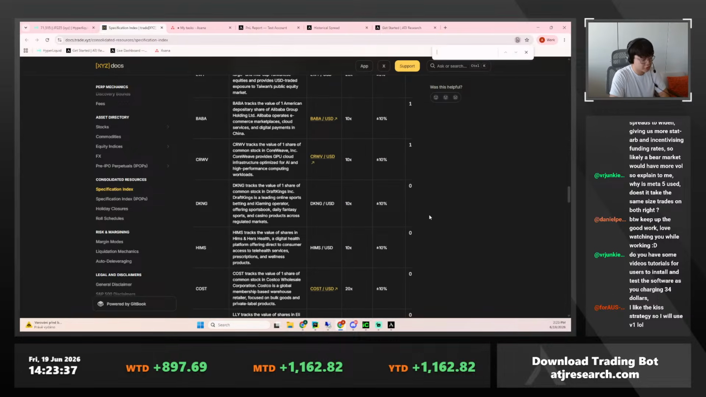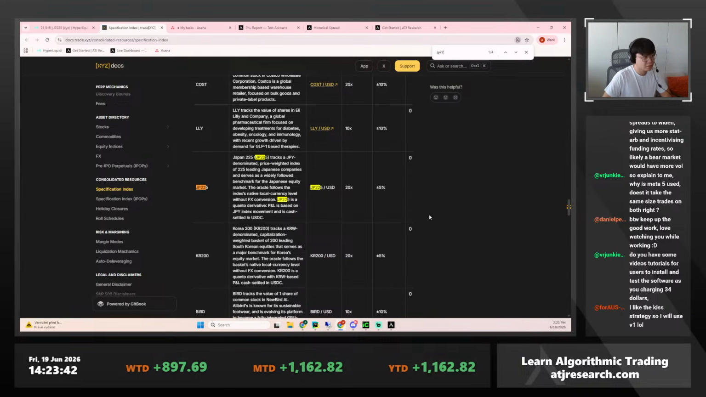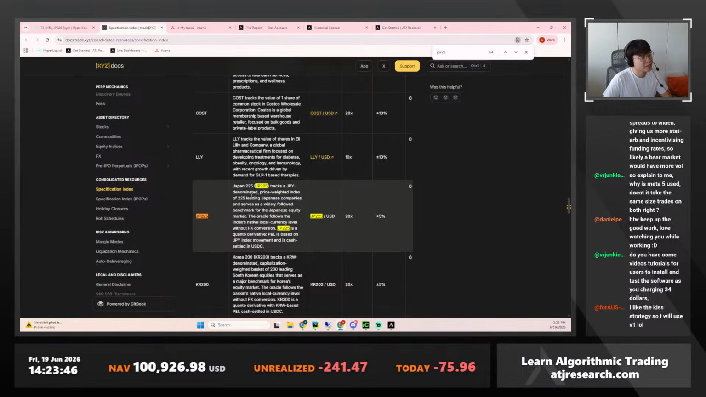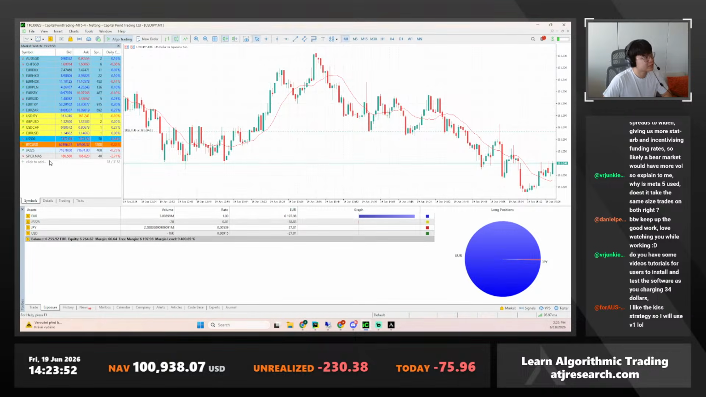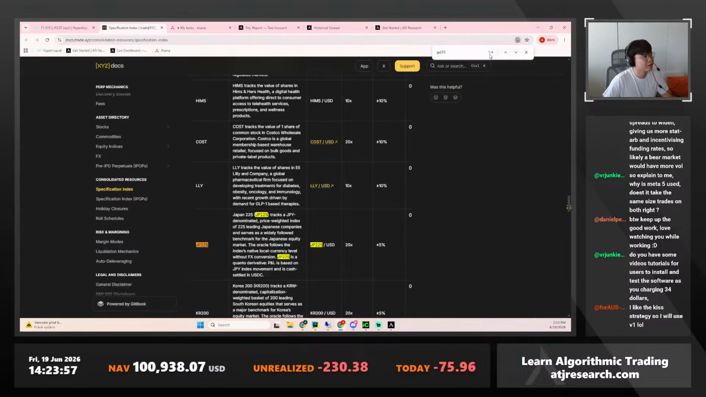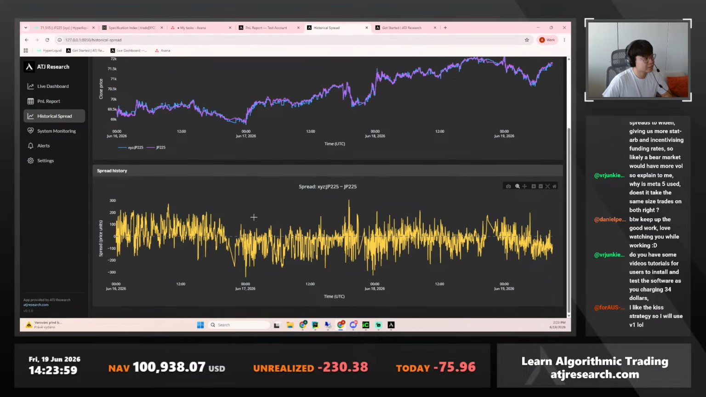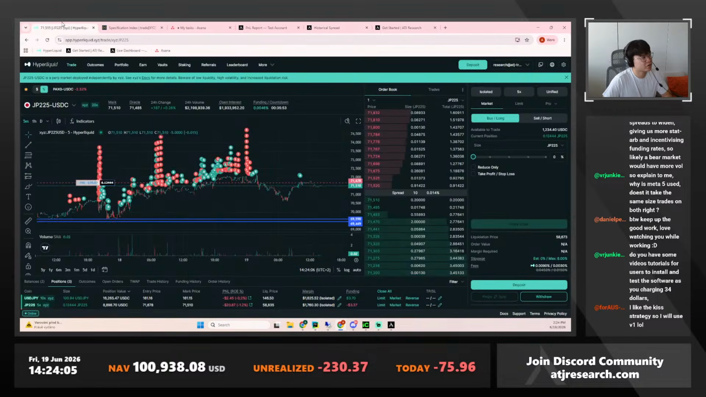If we go to JP225 here, we're discussing how something is exactly priced, because here they say it tracks the JPY index, but I don't see any link here. I just assume that the pricing is the same as with IC Markets here, and that's also true. If you look at the historical spread, we see that it does hover around zero. But for some reason, the Oracle price is off, and that is causing these funding rates.